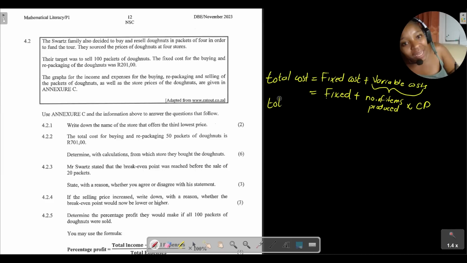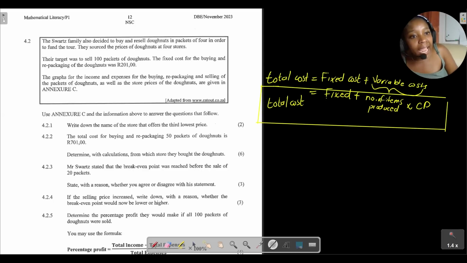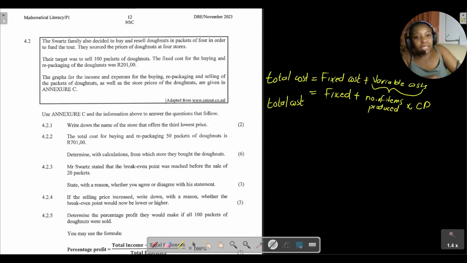This formula is very important when it comes to doing our break-even analysis, because sometimes it even comes in handy where you have to fill in missing values in a table where there are incomes and expenses, and you need to make use of this equation. Very, very important equation that we need to know.